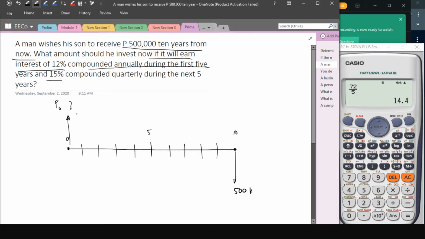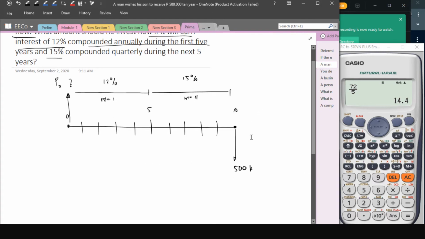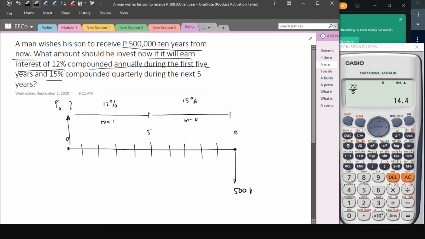Now, on the first years, hanggang the 5th year, meron kang 12% dyan. Compounded annually. So, N is 1. Dito, meron kang 15% compounded quarterly. So, N or M is 4. Ito, M is 1. Now, how will you solve it? Yung future worth mo muna dito. Alamin mo yung magiging future worth mo dito.